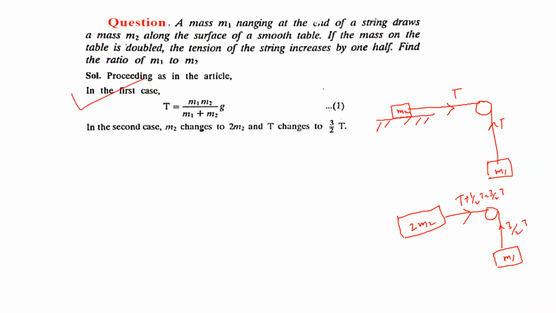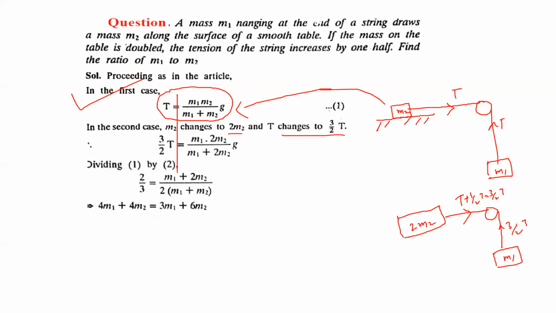So in the first case, for T, I have directly picked up the formula from the article. The T which we derived was m1 m2 g over m1 plus m2. Now in the second case, when m2 changes to 2m2, T changes to 3/2 T, then we again use this formula, replacing T by 3/2 T and m2 by 2m2, because these changes are given to us.